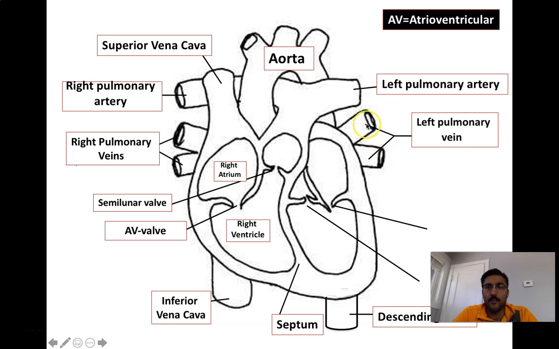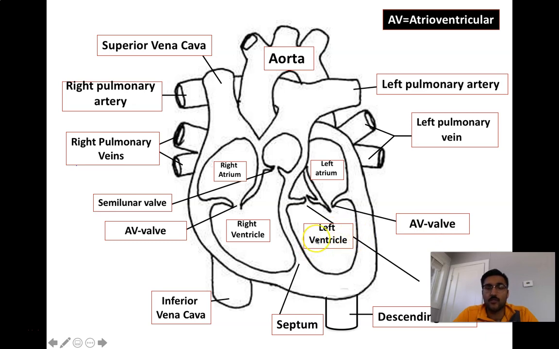There's a left pulmonary vein, a pair of them, which does the same thing as the right pulmonary veins. It allows oxygenated blood from the lungs to re-enter the heart. The left and right pulmonary veins are going to allow the blood to drop off into this third chamber called the left atrium, which is significantly smaller than the left ventricle. Blood will move from the left atrium into the left ventricle through another atrioventricular AV valve.